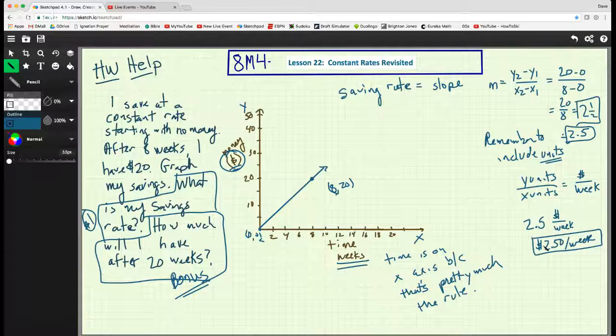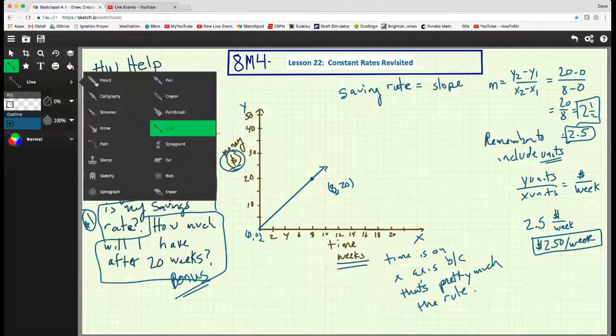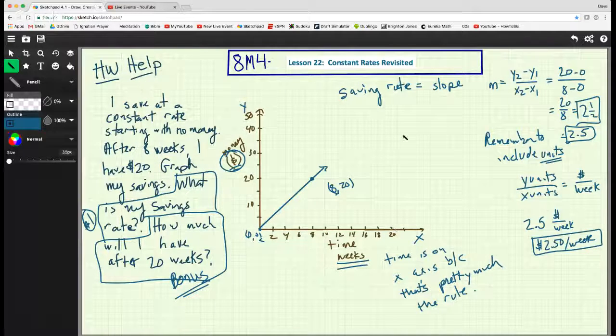That might not be a lot for most people. Okay, let's look at this. So how much will I have after 20 weeks? Well, the point here is we have to figure out, right here, after 20 weeks, how much will I have? Well, there's at least 2 ways to do it. So we can extend our line out and see. So let's just do that.